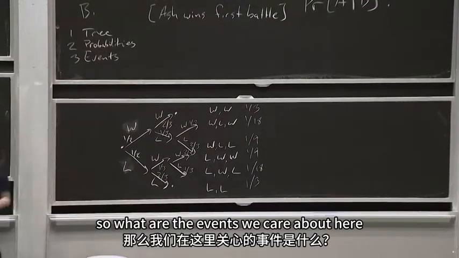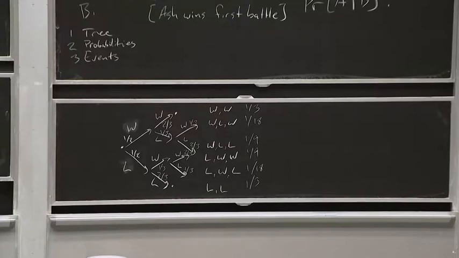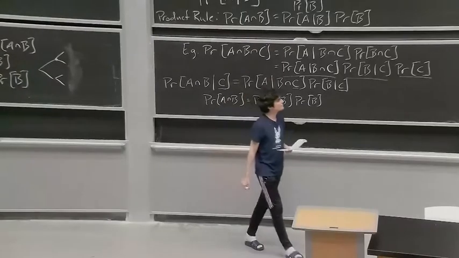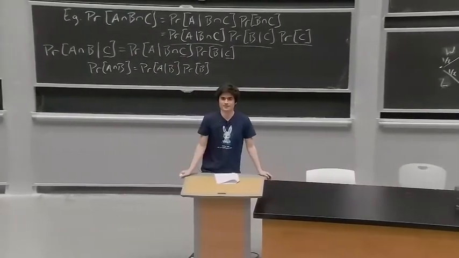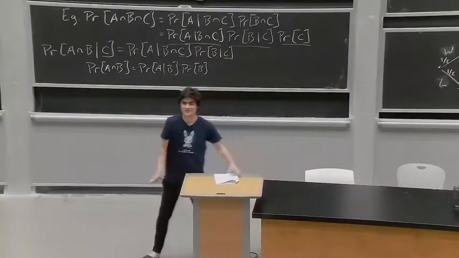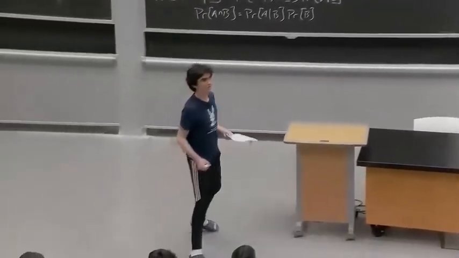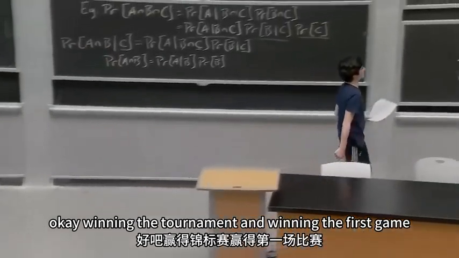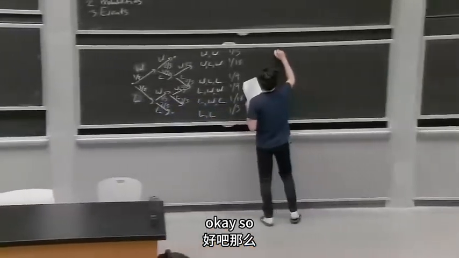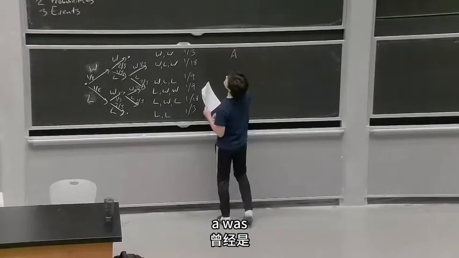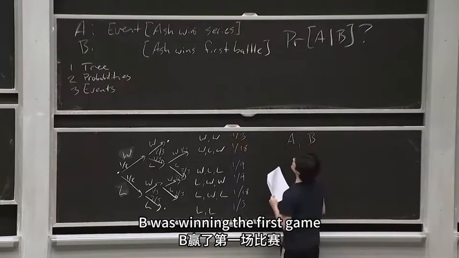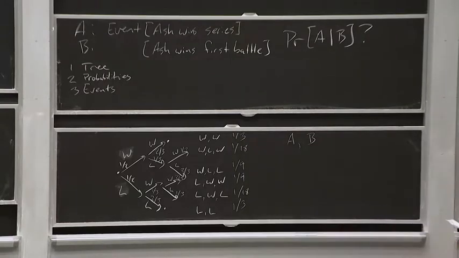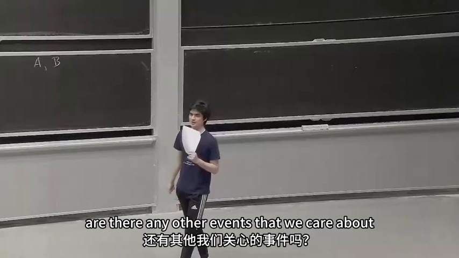So what are the events we care about here? Okay, winning the tournament and winning the first game. So A was winning the tournament. B was winning the first game. Is that all? Are there any other events that we care about?